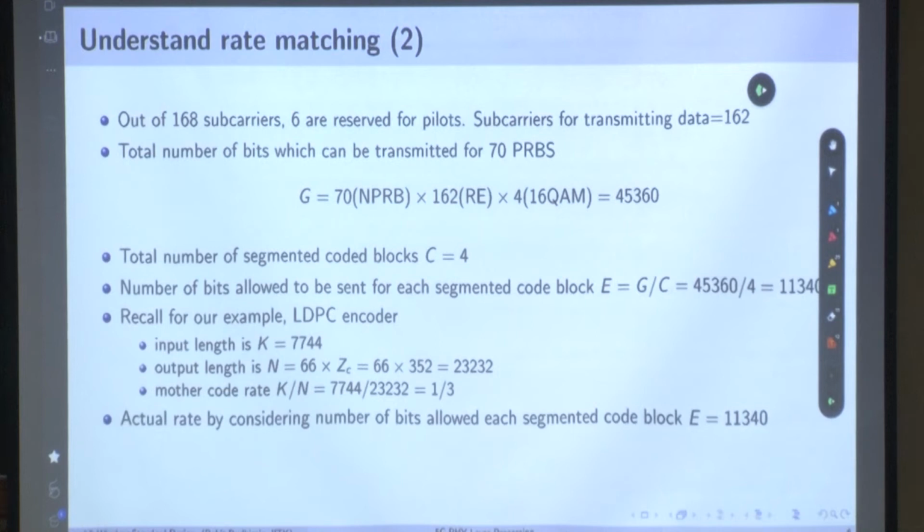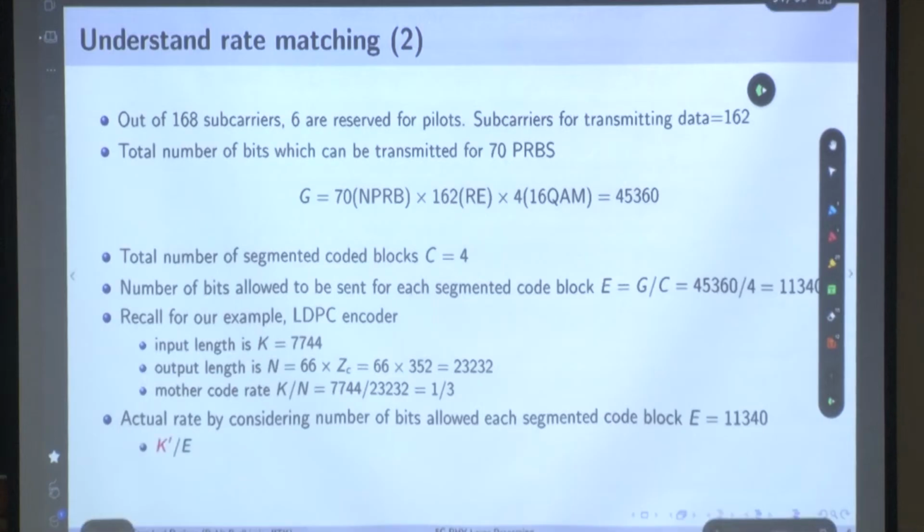And now we see that, okay, right? So the actual rate, by considering the number of bits allowed for each segmented code block, which is 11340, this is the number of bits which is allowed to send. We just calculated here, okay?